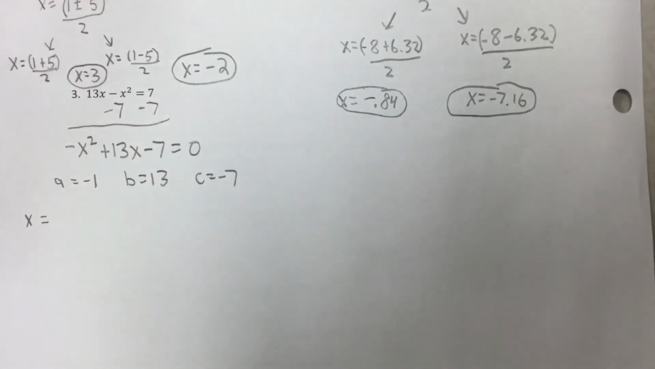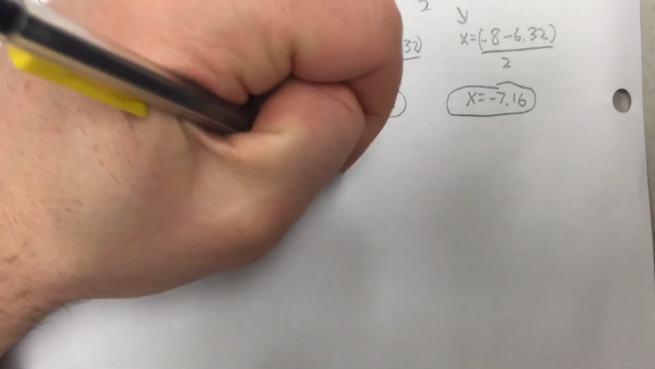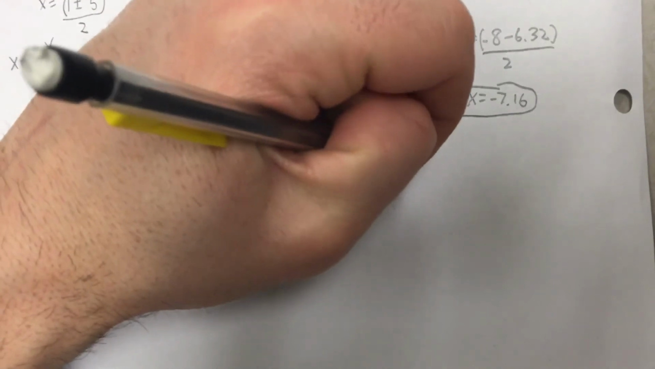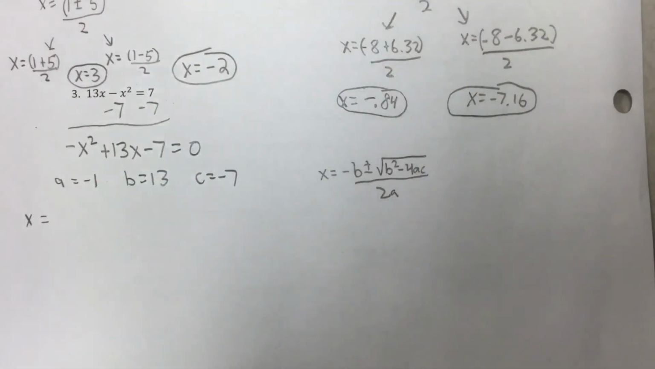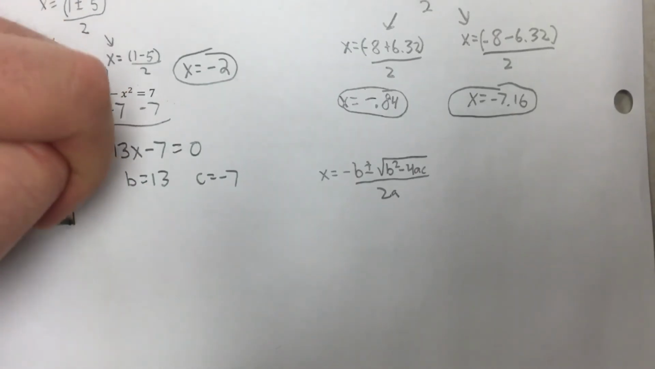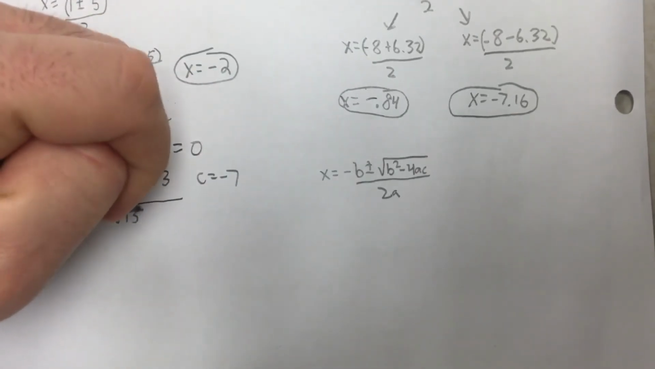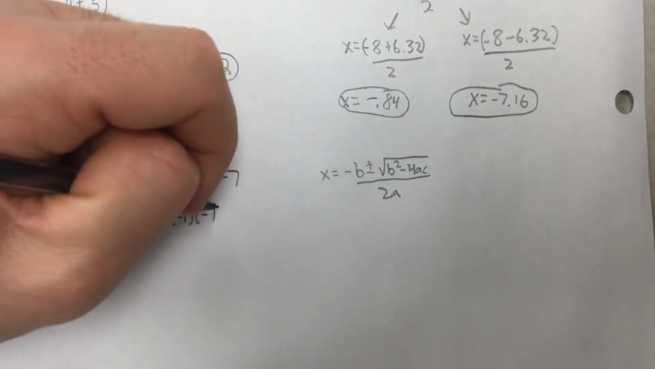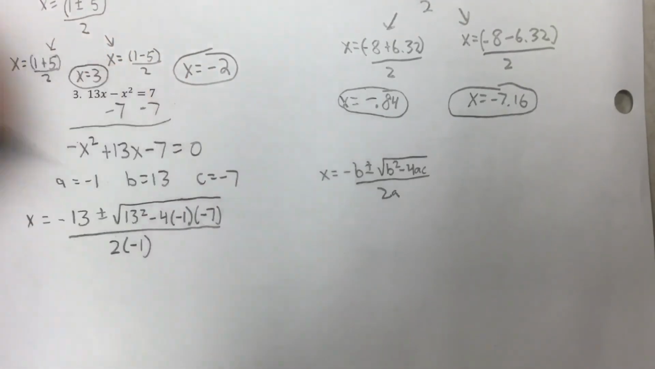So as I go and plug this into my quadratic formula, again, I'll write it over here since you can't see it anymore. X equals negative b, so that'd be negative 13 plus or minus the square root of 13 squared minus 4 times negative 1 times negative 7, all over 2 times negative 1.